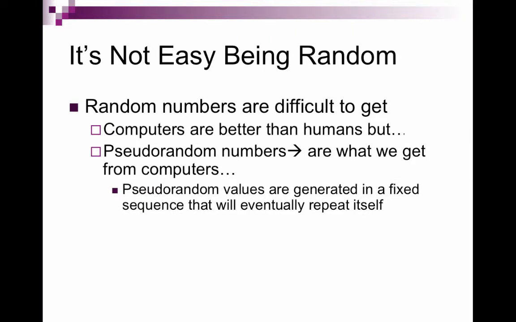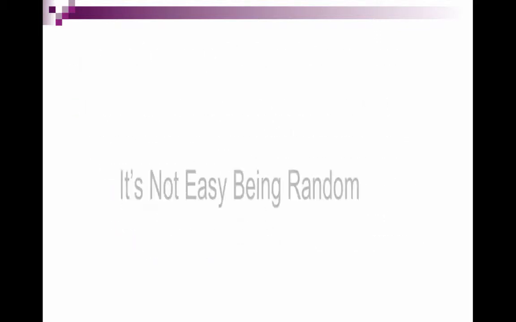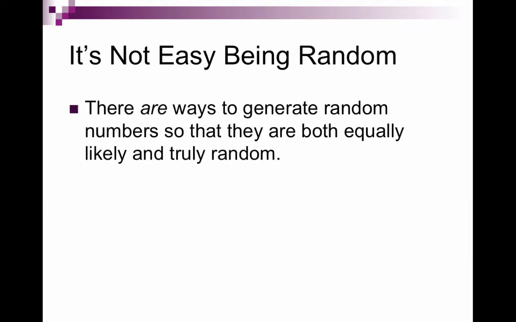A pseudo-random number is a number that is generated in a fixed sequence that will eventually repeat itself. So pseudo kind of means fake, so they're fake random numbers. They are almost always going to be good enough. They're virtually indistinguishable from truly random numbers because their pattern is so long. So if you are using your calculator or computer, it will be good enough, but it's still not perfectly random. There are ways to generate random numbers so that they are both equally likely and truly random.